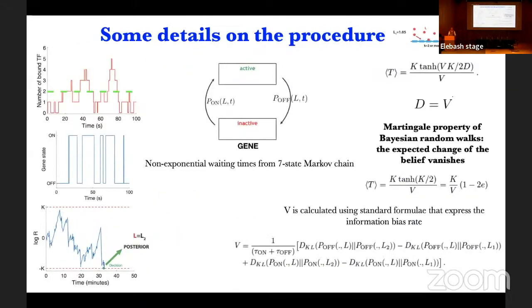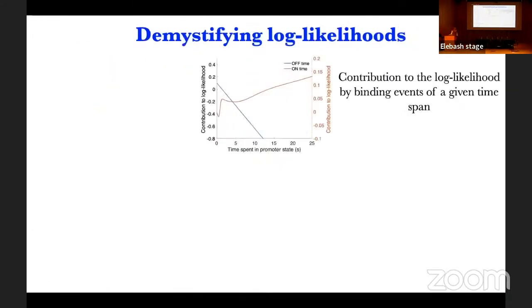Now, of course, the obvious question is, okay, you calculated all this with this log likelihood, but how in the world is the cell going to calculate the log likelihood? This is a complicated quantity. So there's no way the cell is going to calculate the log likelihood. The answer is that this is, in fact, not quite true.